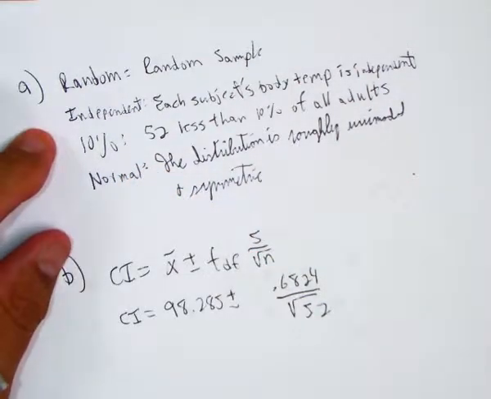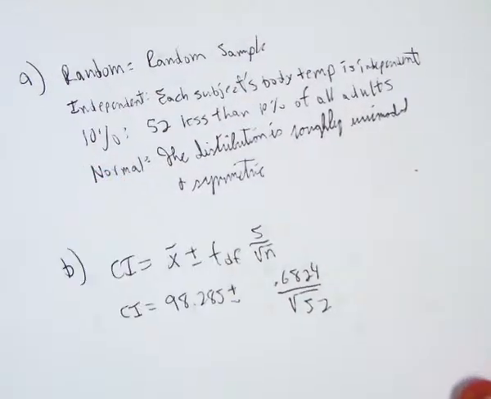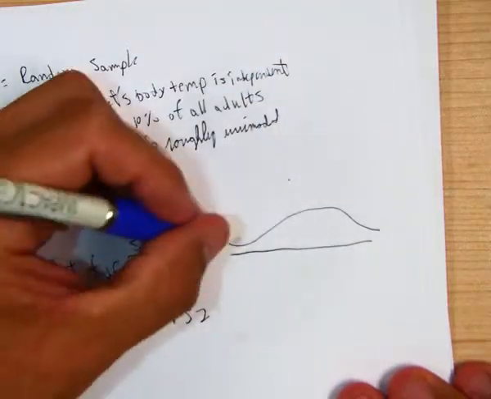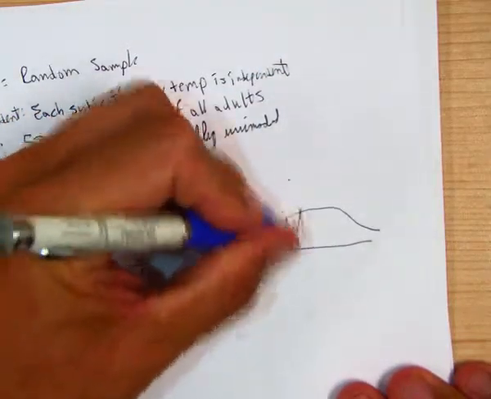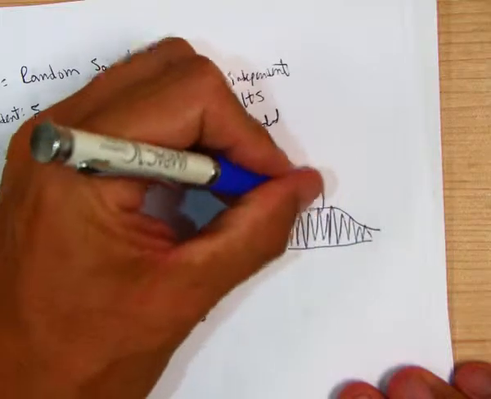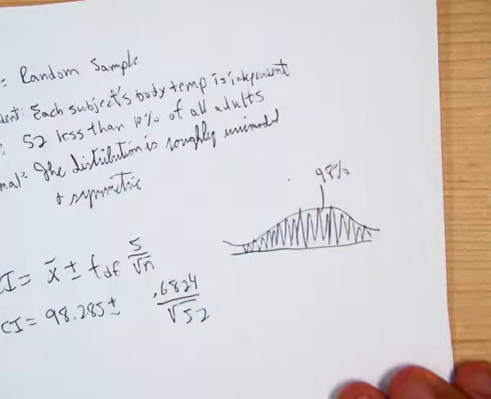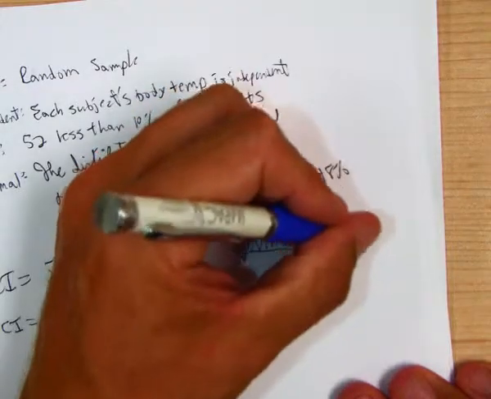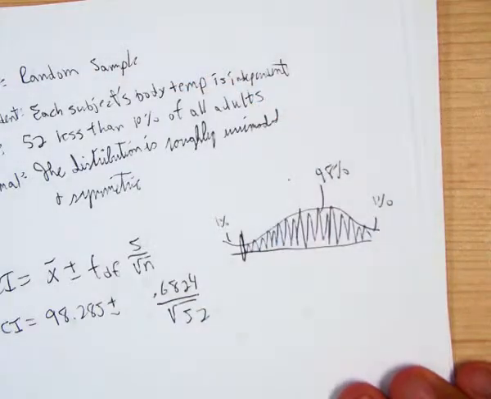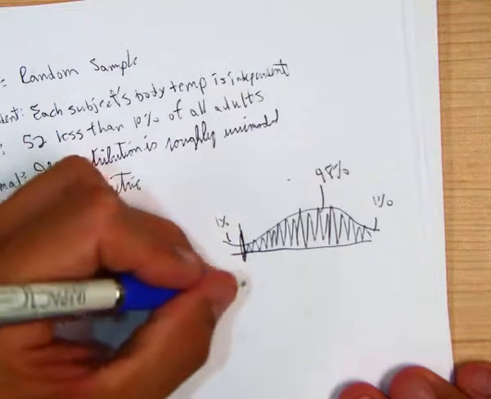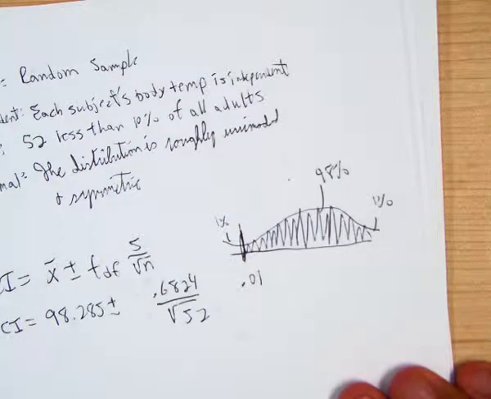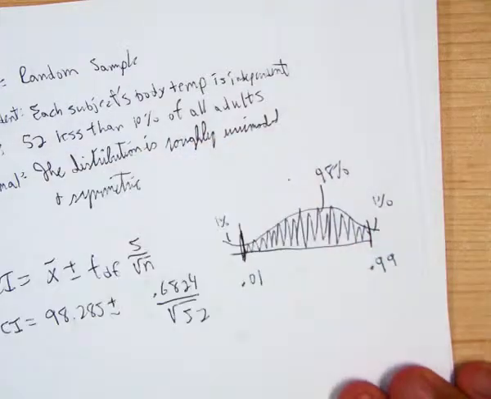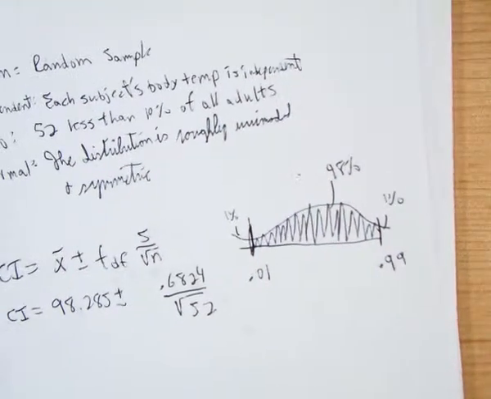Okay, so let's talk about finding this t. It's a 98% confidence interval. So we're going to draw a distribution. We're going to shade in the middle 98%. That means there's 2% left. So there's 1% here, and there's 1% here. So that means that this distribution must start at the 0.01 percentile, or the first percentile, and it ends at the 99th percentile. Okay, so I got to figure out what that is.